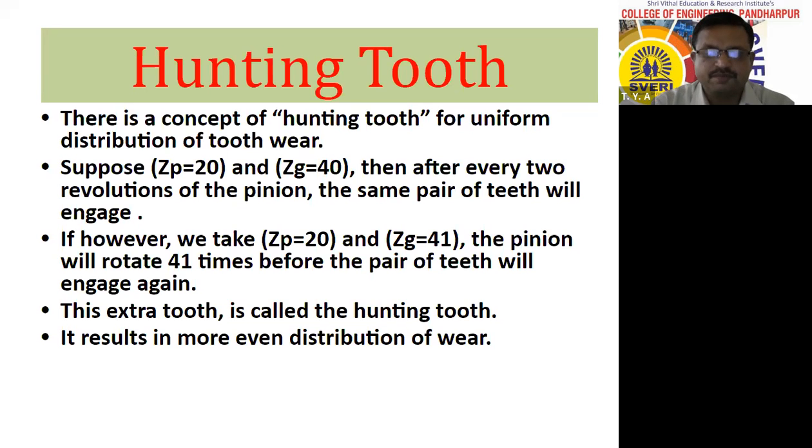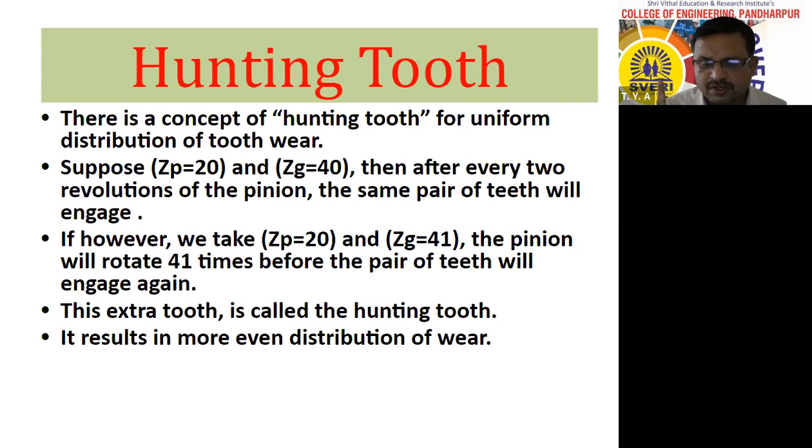Now if we take ZP, the number of teeth on the pinion, equal to 20, and ZG, the number of teeth on the gear, equal to 41, what will happen now? The pinion will rotate 41 times before the same pair of teeth engage again. Earlier, one pair of teeth came in contact after 2 rotations.